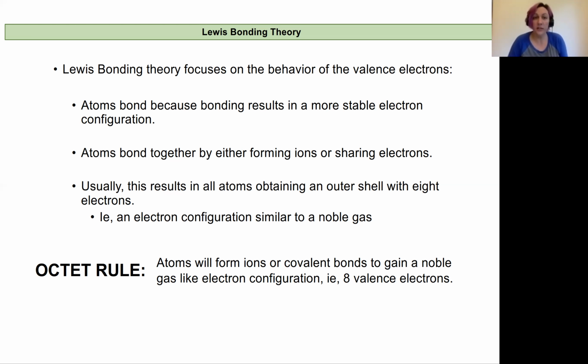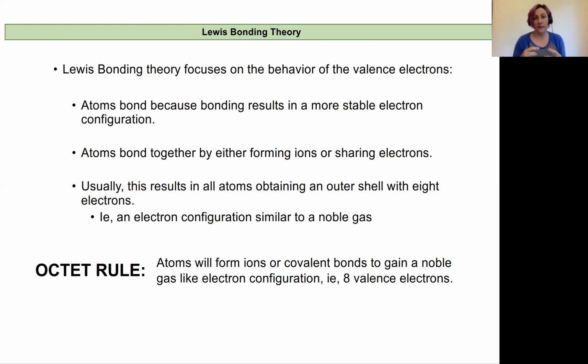So, Lewis bonding theory focuses on the behavior of just the valence electrons in an atom. Remember, these are the electrons that are in the outermost shell of the atom. Really, it means that they're the electrons that are furthest from the nucleus. And so they're going to be the electrons that really interface with the rest of the world.